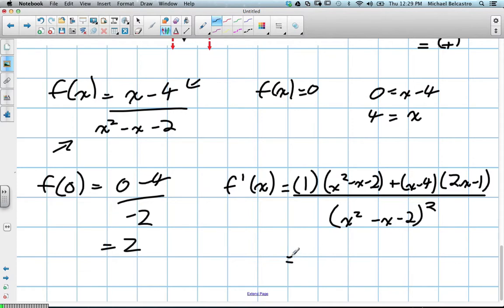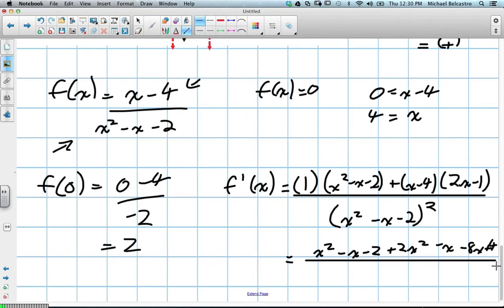So we're going to try to simplify the top here. We have x squared minus x minus 2. This will become positive 2x squared minus x minus 8x plus 4. So there should be a minus in the top. Where did I write the wrong? Oh, yes, thank you. You're right, it is a quotient rule. So that's going to change everything we just did there to the opposite operation. So this will become negative, positive, positive, and negative 4.